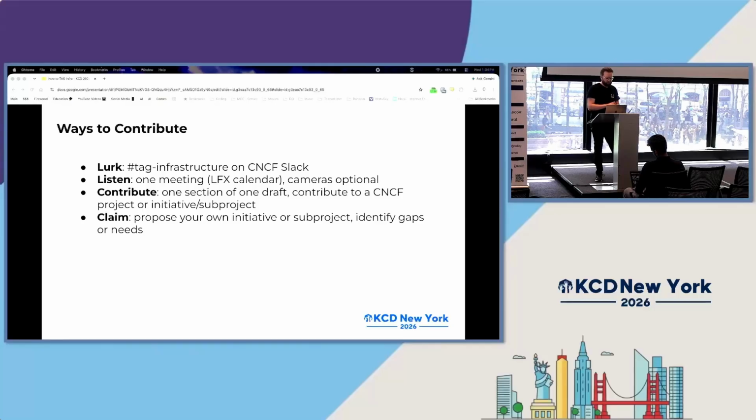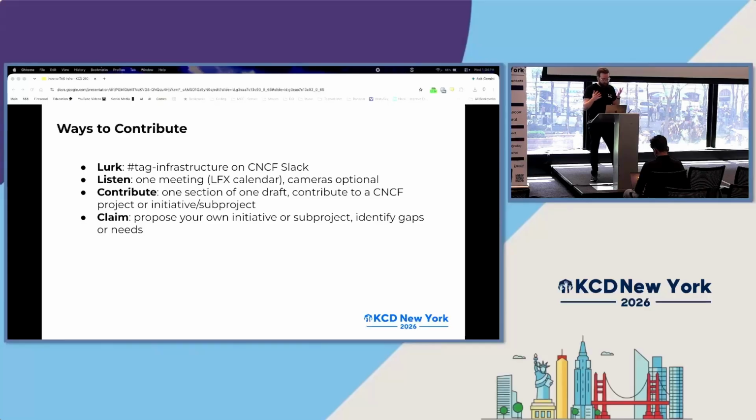Saying nothing is completely okay, but every voice matters. Whether you're an intern or a distinguished engineer with years of experience, every voice matters in helping us move in a better direction for the community. Pick one of the meetings off the LFX calendar. We have dedicated meetings for the initiatives, but we also have a general one for the TAG.